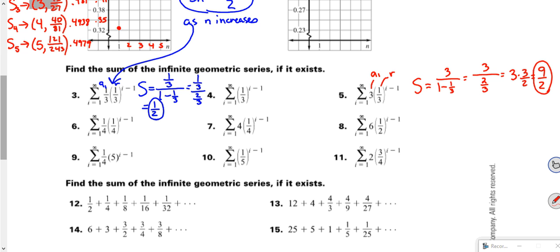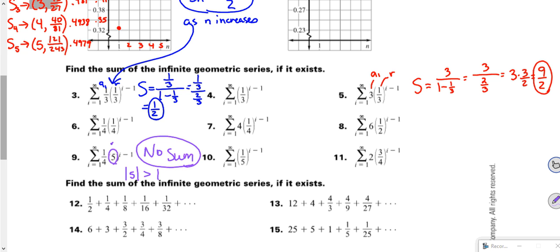Now, number 9. Uh-oh. What do you notice about number 9? This would be a no sum. Why is that? Because the absolute value of 5 is greater than 1.